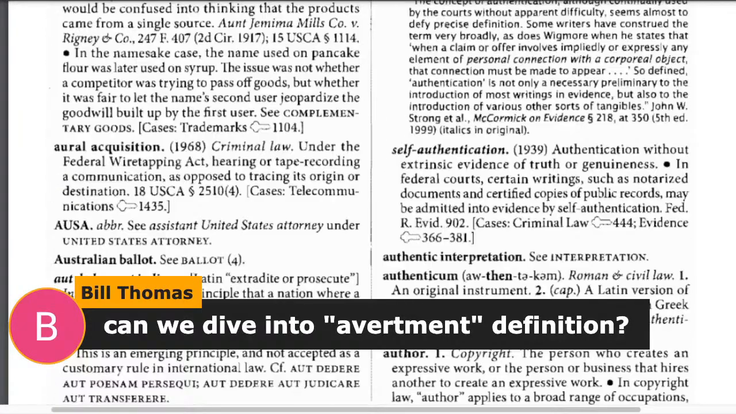And self-authentication, from 1939: authentication without intrinsic evidence of truth or genuineness. In federal courts, as we read about in the earlier editions here of Judicial Notice, certain writings such as notarized documents and certified copies of public records may be admitted into evidence by self-authentication.